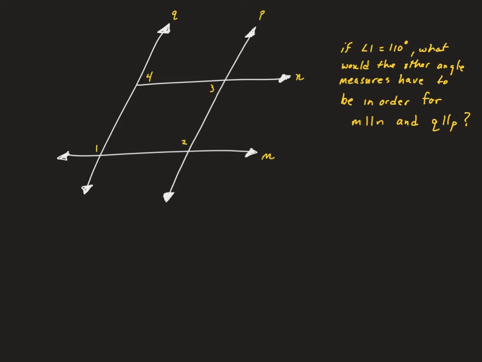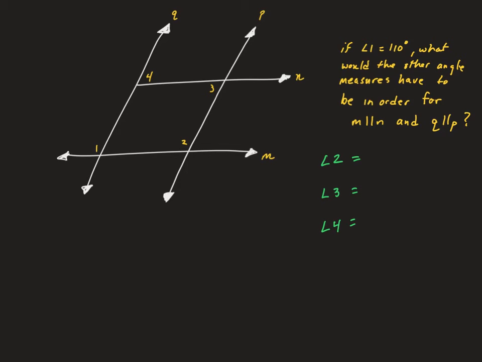So another example here: if angle 1 is 110 degrees, what would the other angle measures have to be in order for, what does this say? This says line M to be parallel to line N and line Q to be parallel to P. So what else needs to be going on here? So let's look at angle 2. How about we use our mathematical stuff? Angle 2 is going to be equal to, angle 3 is going to be equal to, and then angle 4 is going to be equal to.